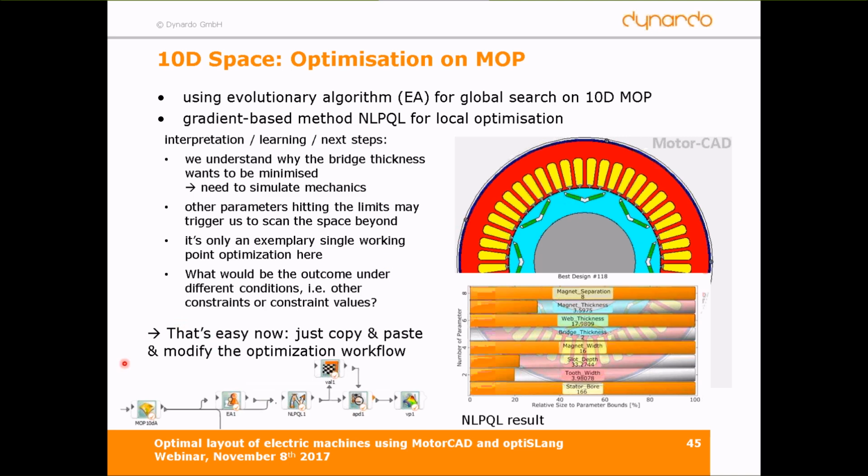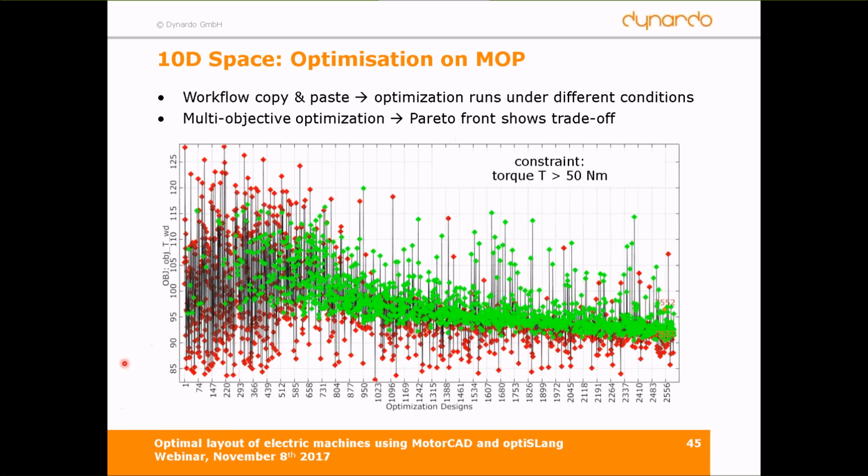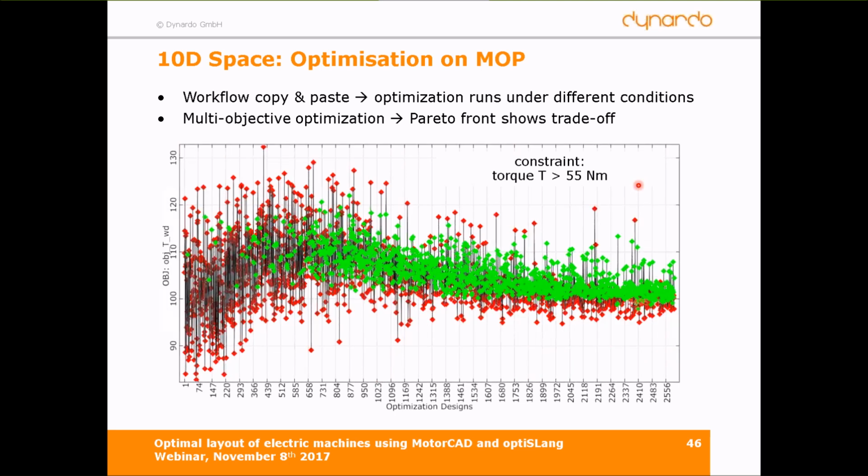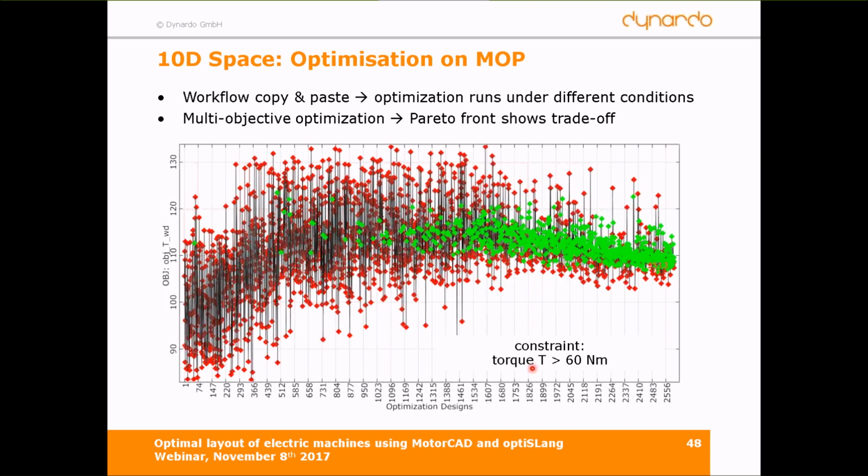We can ask different what-if questions if we just copy that workflow and run the optimizer under different conditions. So here, the easiest condition, 50 Newton meters, is the constraint for the torque. And how does it change if we increase that, if we make this condition more challenging? So 55 Newton meter, more red points. 60 Newton meter now, you can see the optimizer has a harder time finding the first feasible designs. Only one feasible design in the first 500 designs, and then survival of the fittest slowly repairs the violated constraints, and once we have a good fraction, then we really optimize the goal.